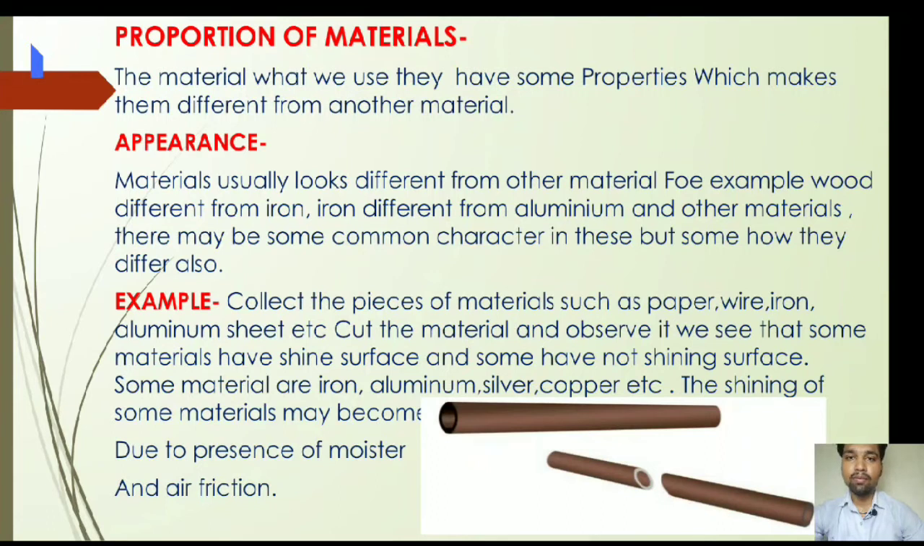Friends, if we observe an iron object and a wooden object, what do we see? We see that the texture, the dimension, the density of those two objects differ from each other. This difference is actually responsible for their appearance also.